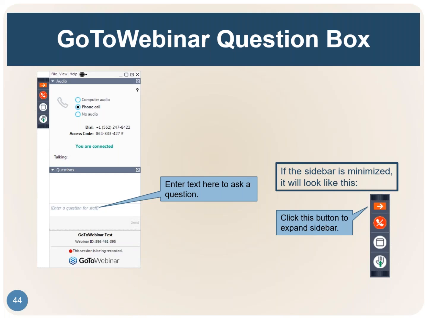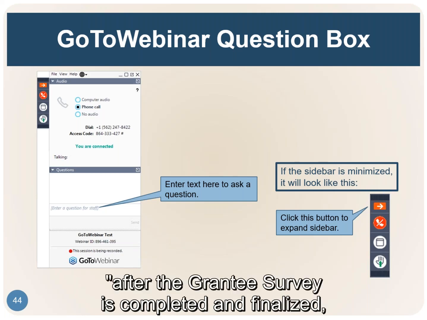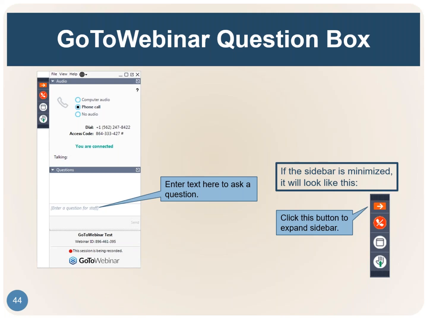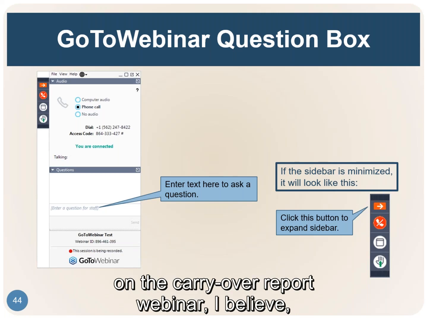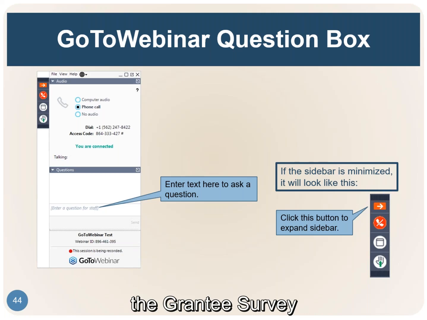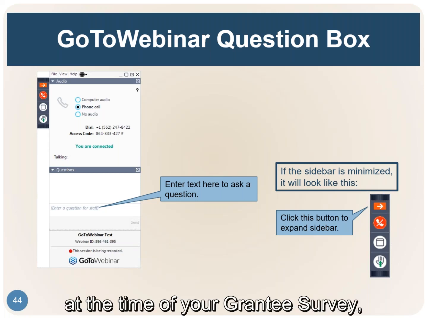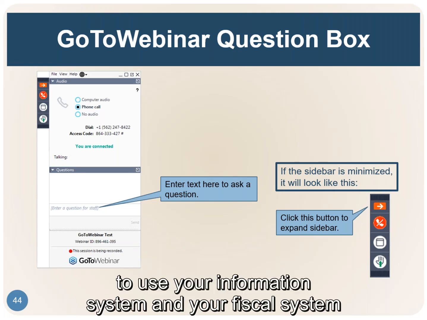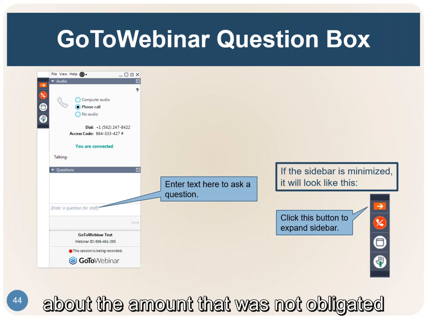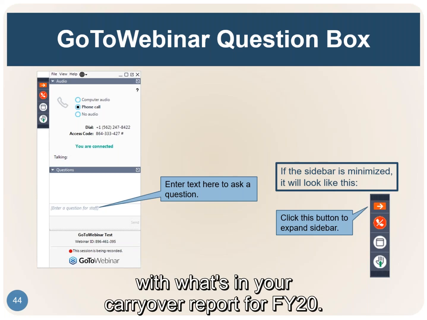There's another question. If funds are returned by utility companies for energy assistance benefits after the grantee survey is completed and finalized, is a revision needed to de-obligate these funds? We talked about this a little bit on the carryover report webinar, I believe, which was in December. You're not expected to continually update the grantee survey if you're receiving small amounts of refunds over an extended period of time. What you are expected to do is, at the time of your grantee survey, to use your information system and your fiscal system to put the amount you have, based on your current information, about the amount that was not obligated and that you have carried over, and then to make sure that that amount is consistent with what's in your carryover report for FY20.